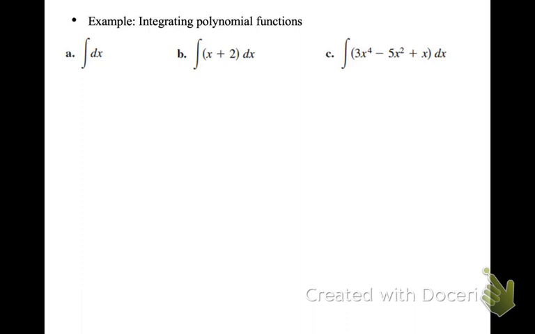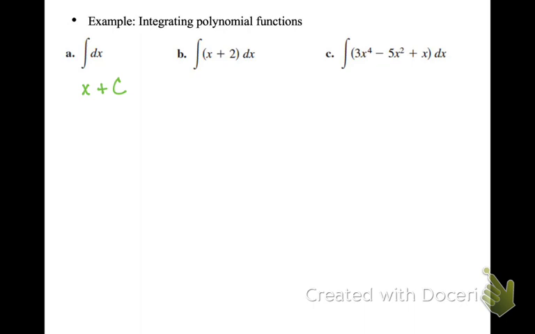Okay, integrate the polynomial function. So I have the integral of dx. What's in front of that dx? A 1. So that would be a constant, yes? Mm-hmm. So what was it? X to the what before? The one. It's first, right? So it's just x plus c. Yeah. And that was the second one, right? Because it was the integral of a constant, was the constant times x.